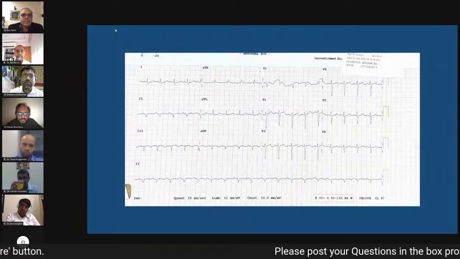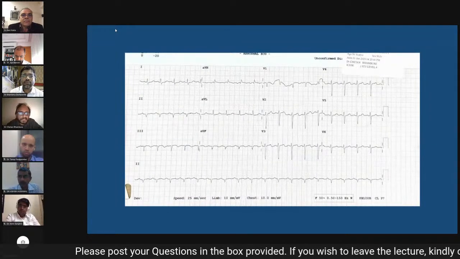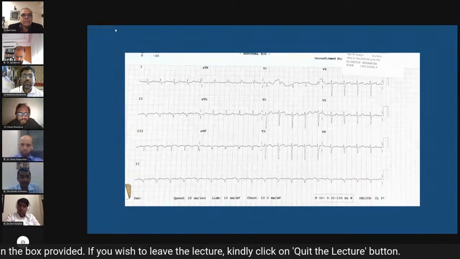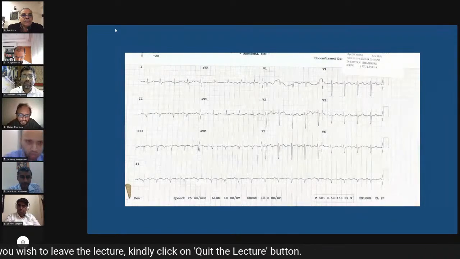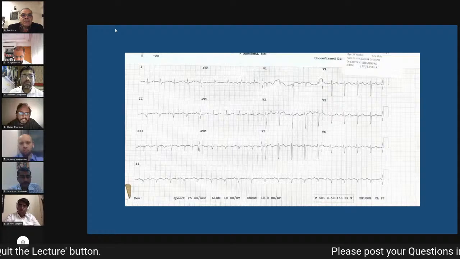This was the ECG when he came to the OPD. So there was no significant ST elevation anywhere, but there were Q waves in 2, 3, aVF and a small S wave in 1, and the overall clinical picture looked like pulmonary embolism, which was established on CT pulmonary angio.